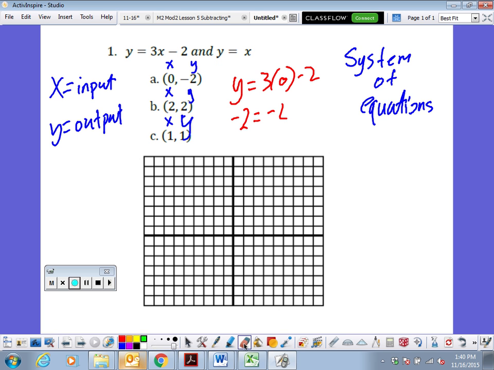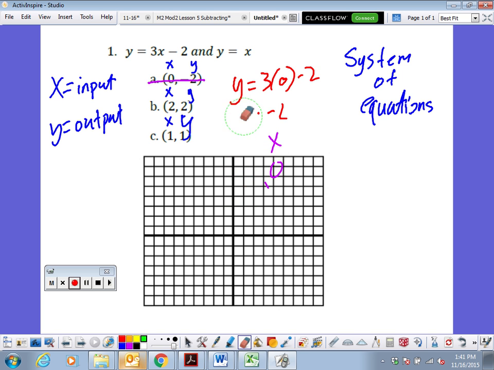We're then going to check the second one. So I'm going to take this 0 right here, and I'm going to put it into my second one. I'm going to change color so you guys can see. I'm going to get input y is x, and I input 0, my output's negative 2. That does not work. So, right away, the first one doesn't work.